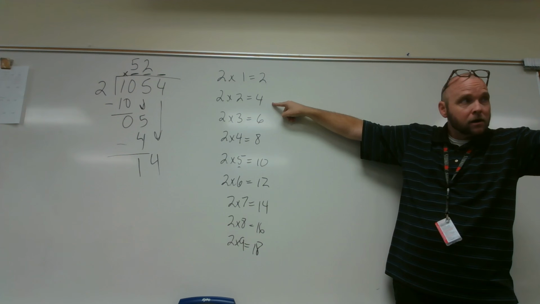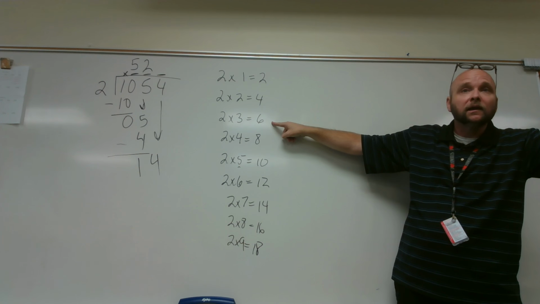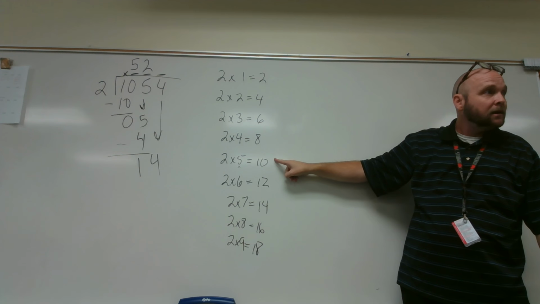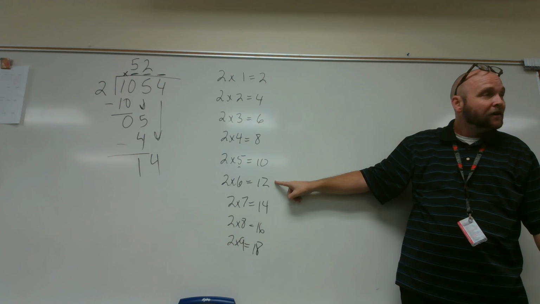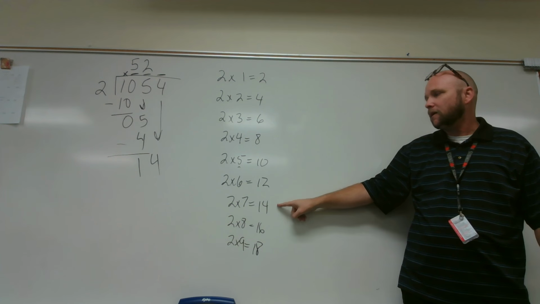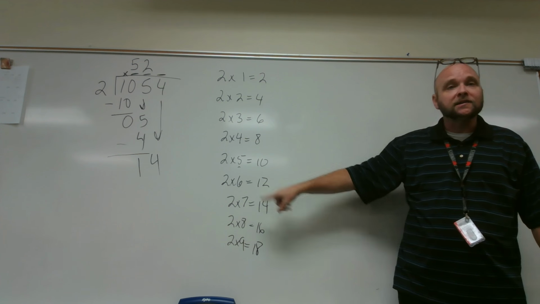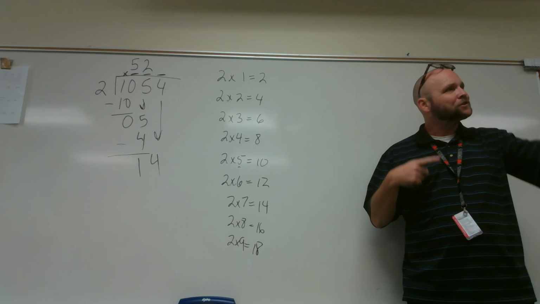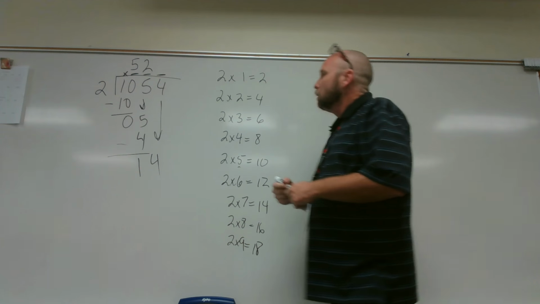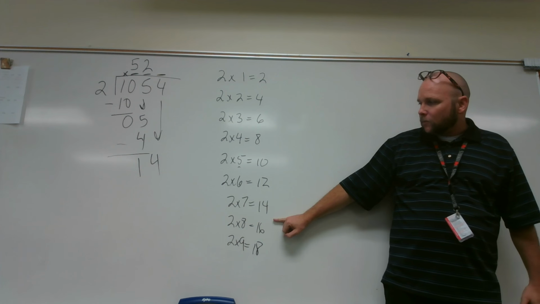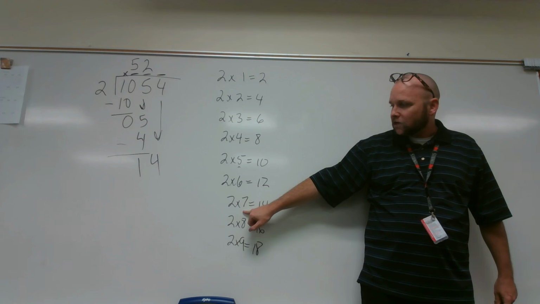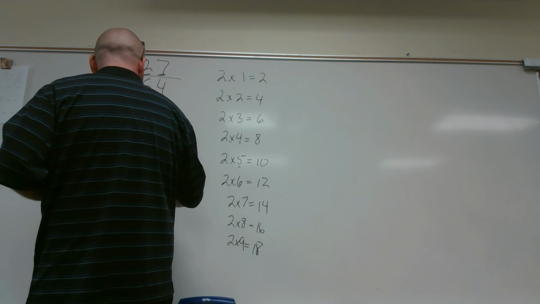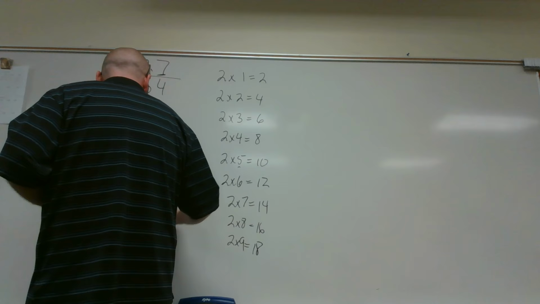So I want to get as close to 14 as I can without going over. So you stop me when I get there. 2, 4, 6, 8, 10, 12, 14. Okay, so 14 is as close as I can get to 14 without going over. And I find 14 is my multiple. That means I'm multiplying 2 times 7. And so my 7 goes at the top. 7 times 2 is 14. Subtract, I get 0.